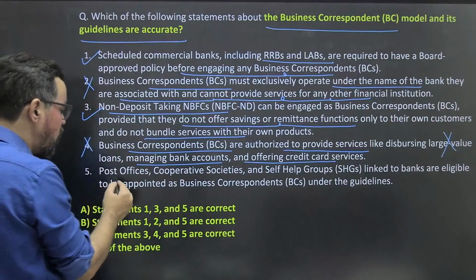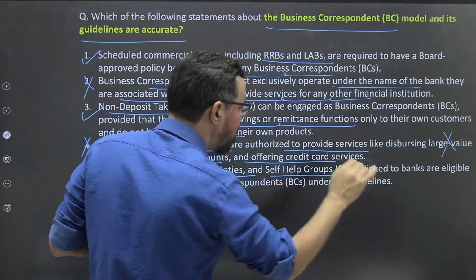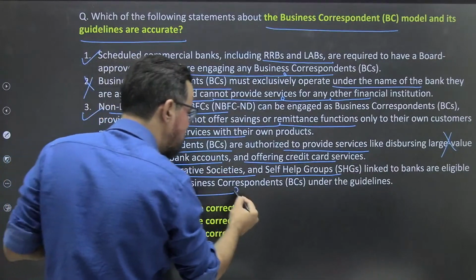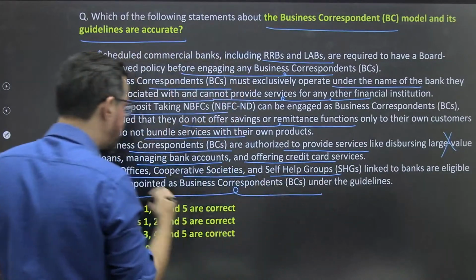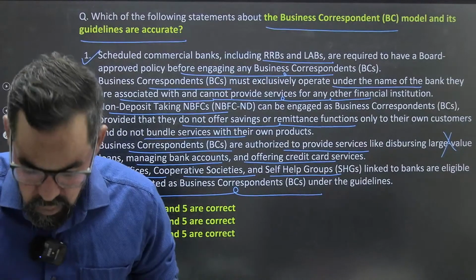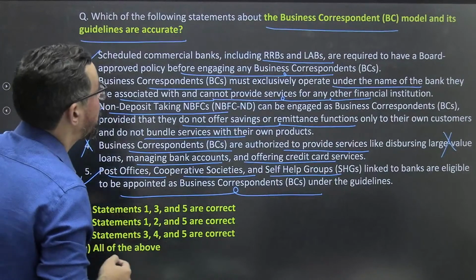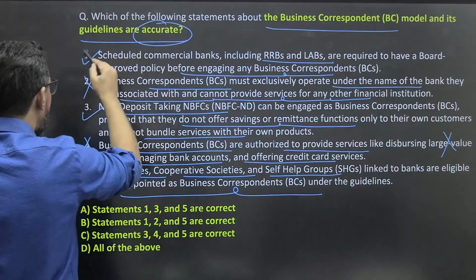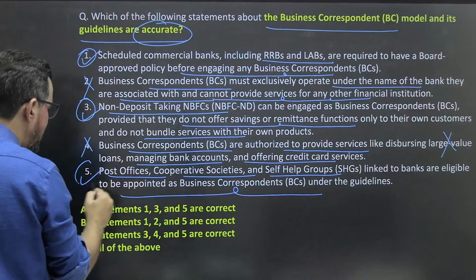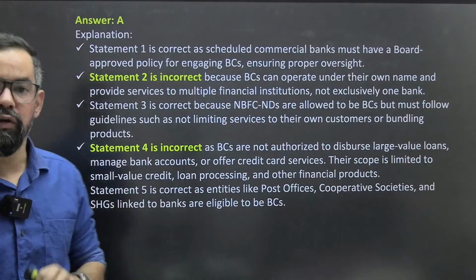The next one: post office, cooperative societies, and self-help groups linked to banks are eligible to be appointed as business correspondent under the guidelines. 100% true. So what will be your correct answer? Anyone who wants to answer this? Now it is clear. We have to find the most accurate one: statements 1, 3 and 5. That means option A only will be the correct answer for this particular one.